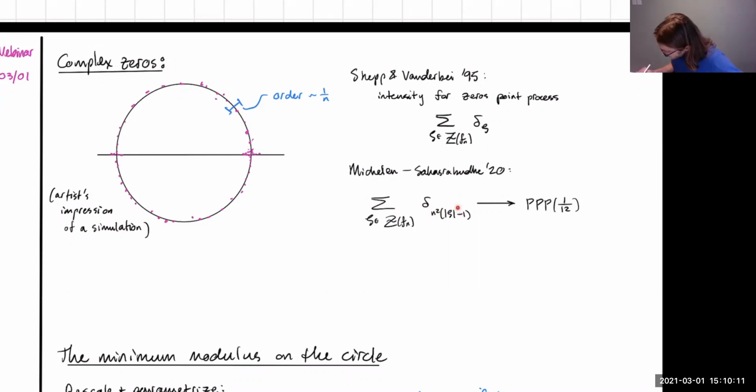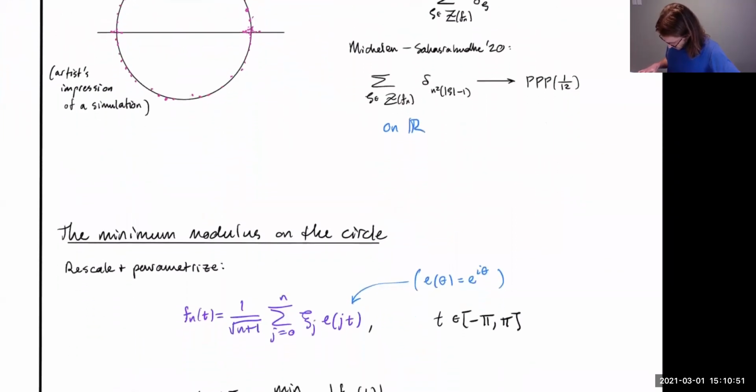And so this is a point process on the real line now. Here this is just scaling up the rescaled distances from the circle. So you're just collapsing this whole point process onto the real line and scaling up. And once you do this, what they show, a very nice clean result, is that this converges to a Poisson point process of intensity 1/12. It's similar to the result that I'll show you about the min modulus. Okay. So what about the min modulus?